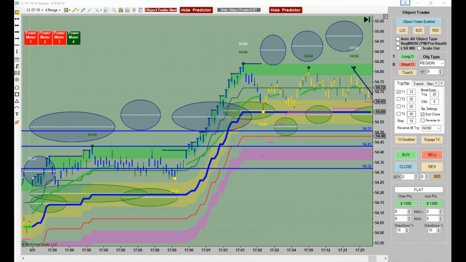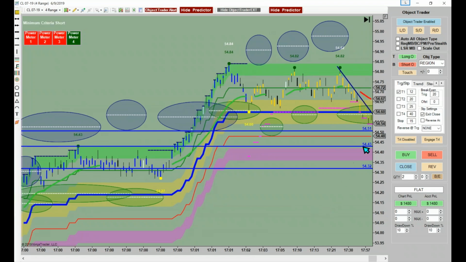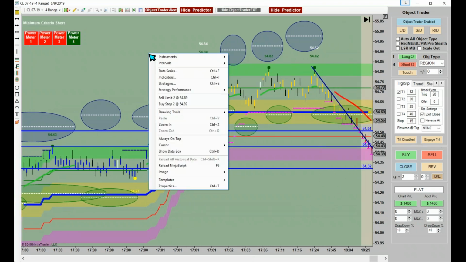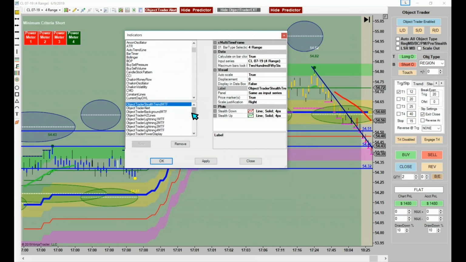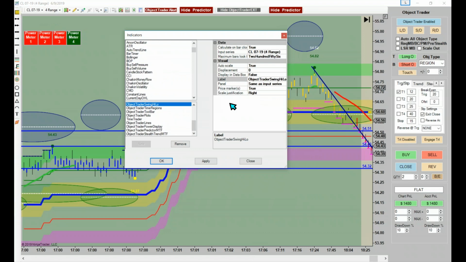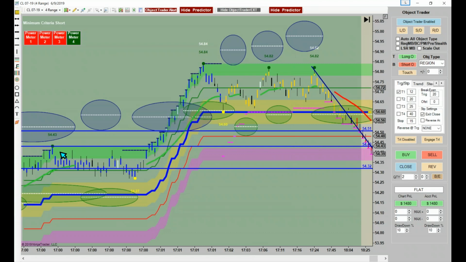Let's see, has anybody got a question? Just one second. Gary, you have those pink dashed lines on your charts. What are those? Those are swings, David, on your question. That's actually this indicator right here, and it's in your package. It's called Object Trader Swing High Low. That's just simply looking at when it's made a high or a low, it's going to draw those lines, and it does it until they're broken.